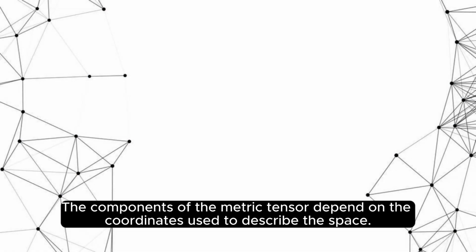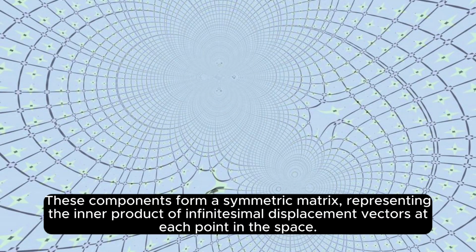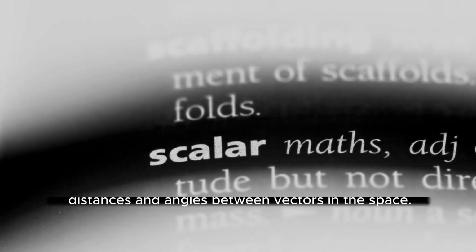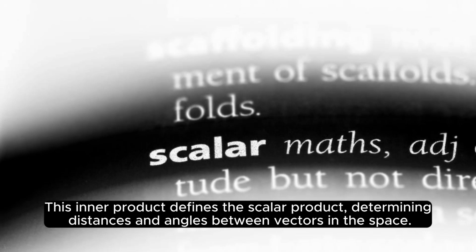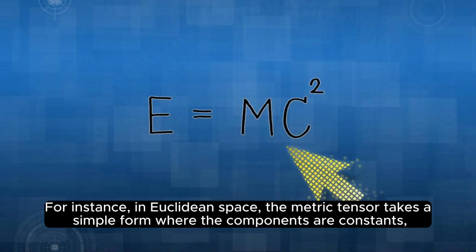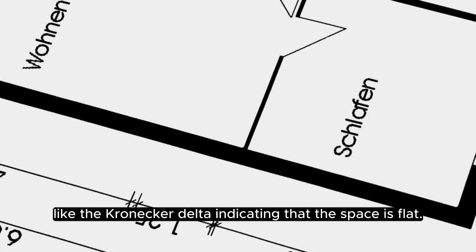The components of the metric tensor depend on the coordinates used to describe the space. These components form a symmetric matrix, representing the inner product of infinitesimal displacement vectors at each point in the space. This inner product defines the scalar product, determining distances and angles between vectors in the space. For instance, in Euclidean space, the metric tensor takes a simple form where the components are constants, like the Kronecker delta, indicating that the space is flat.